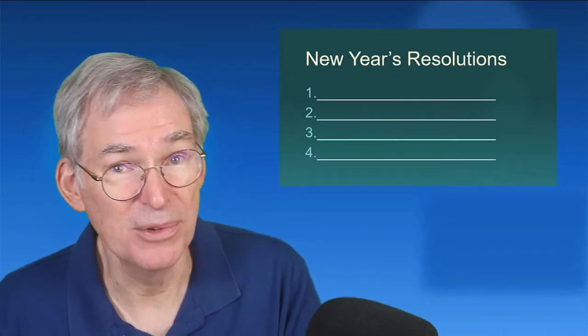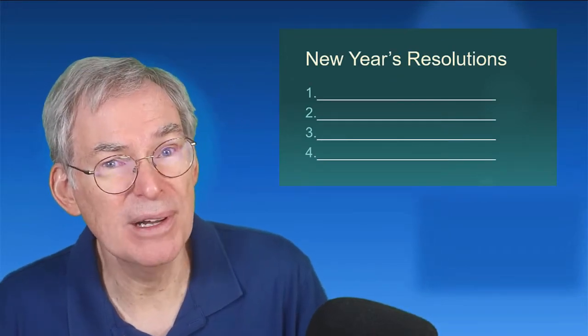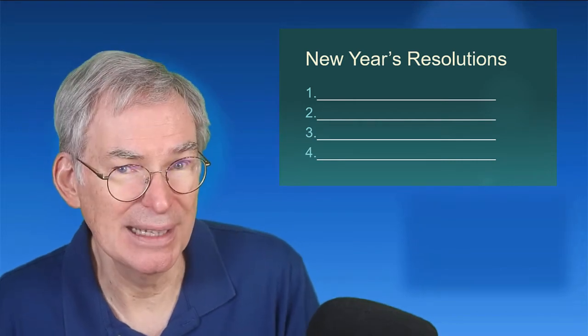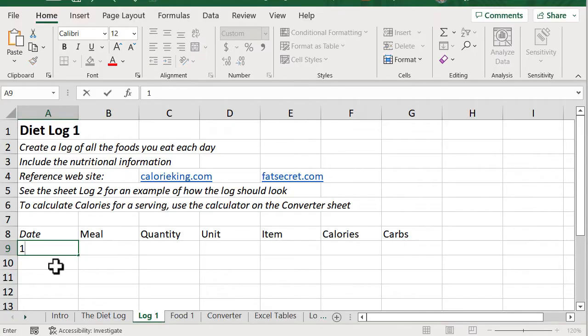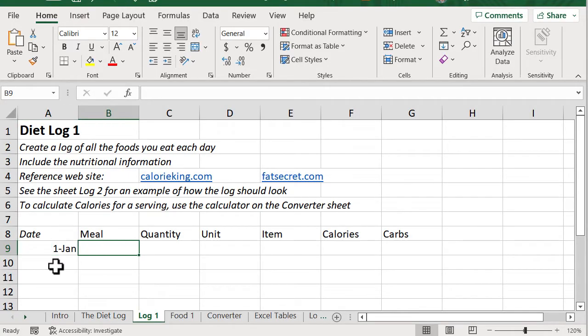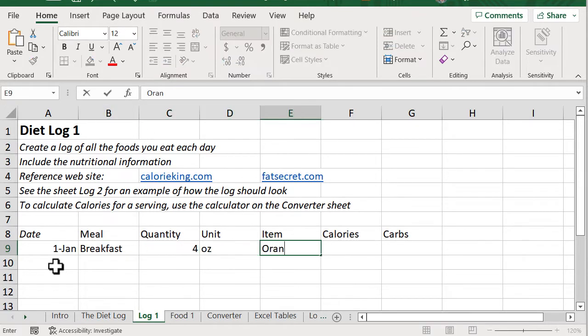Now we will enter some of the foods we have eaten. In this case, we'll start off the new year on a diet and see how long it lasts. Yeah, I know. This year will be different, right? We'll type a date of January 1 and then hit the tab key and we'll start with breakfast. Let's say 4 ounces of orange juice.